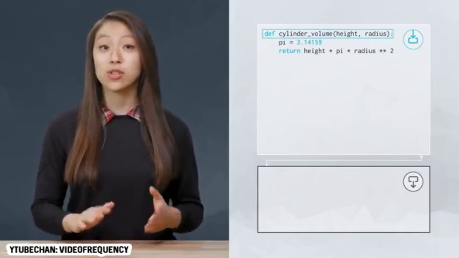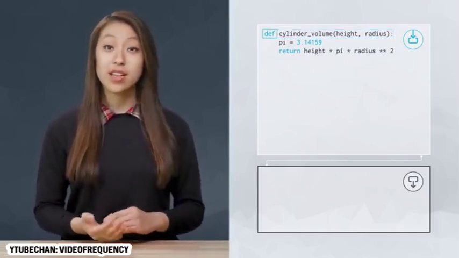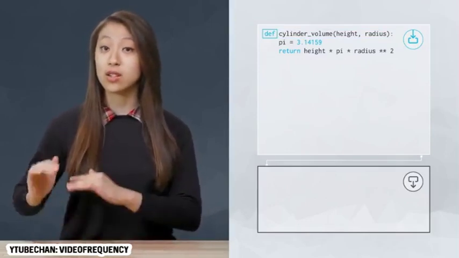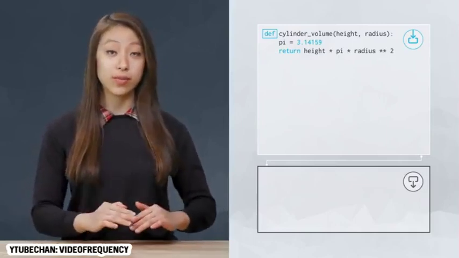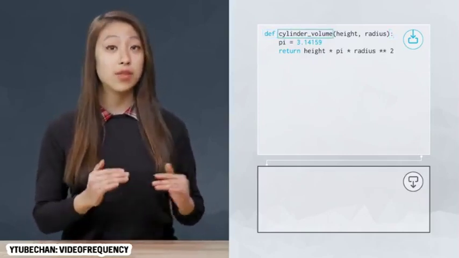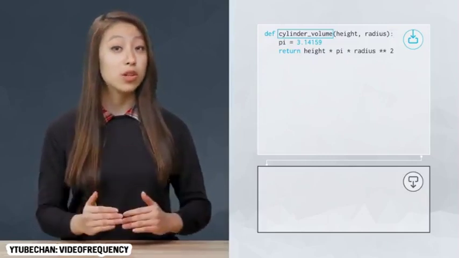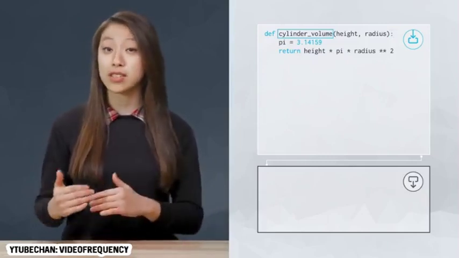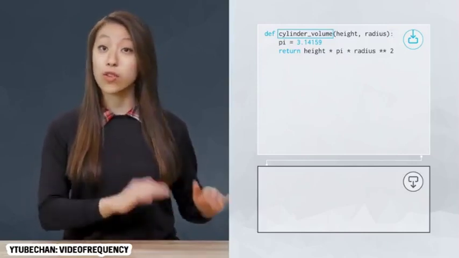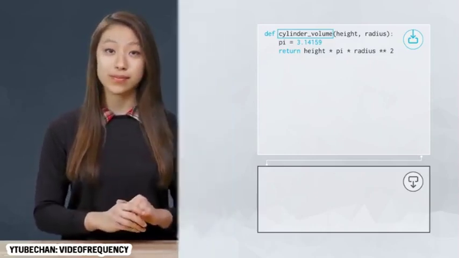A function definition includes several important parts. First, let's look at the function header. Defining a function always starts with the def keyword to indicate that the code that follows is a function definition, and ends with a colon. Following def is the name of the function, in this case, cylinder_volume. This needs to be one word with no gaps. That's why this has an underscore. The rules for function names are the same as those for variable names. If you need a reminder on this, see the text below this video.